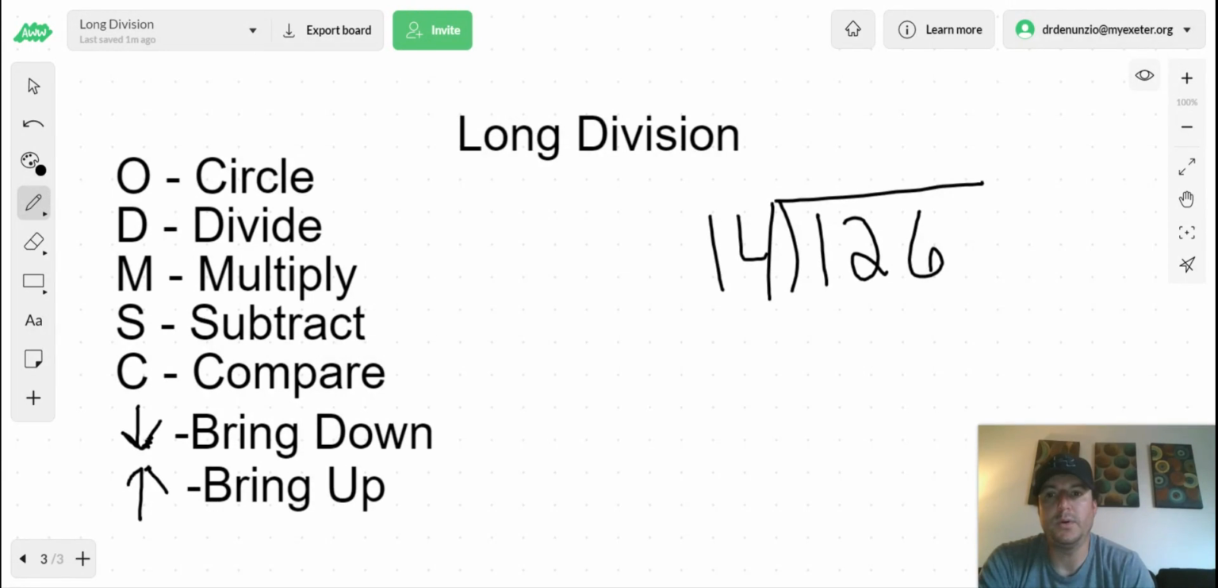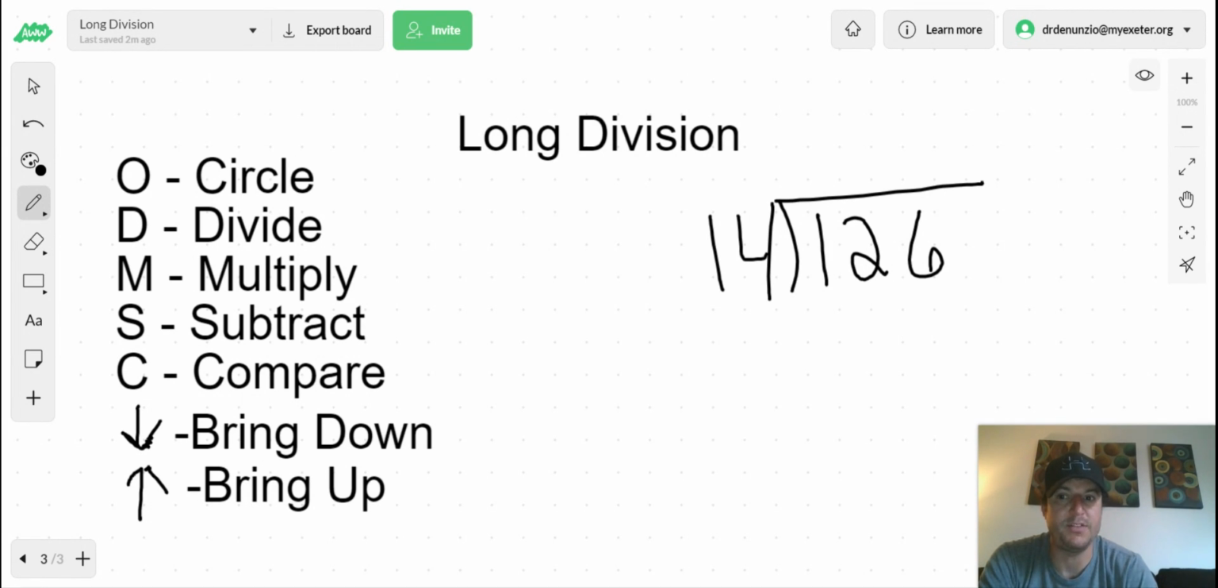O stands for O, D stands for dear, M stands for Mr., S stands for Santa, C stands for Claus. The down arrow means he has to come down the chimney to deliver the presents, and the up arrow means he needs to go back up the chimney to get back to the reindeer and go to the next house. Yes, it's corny, but it actually works. That's just a way to remember the steps. Here are the steps.